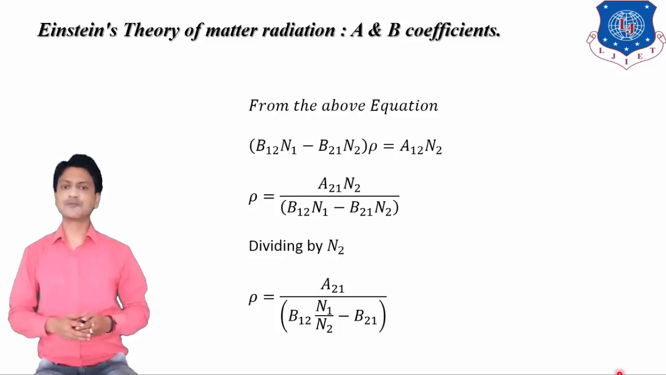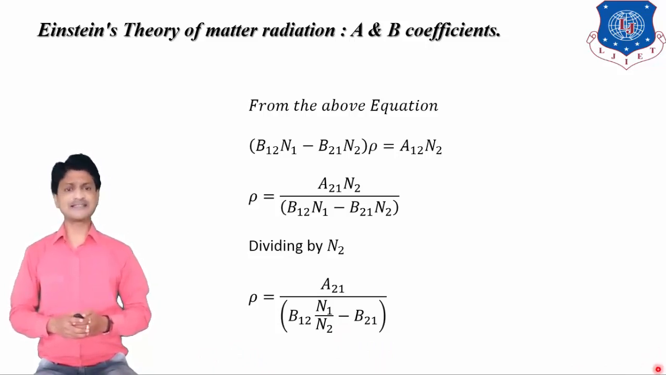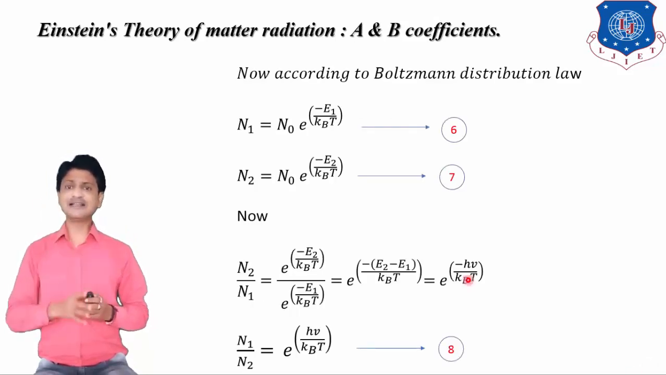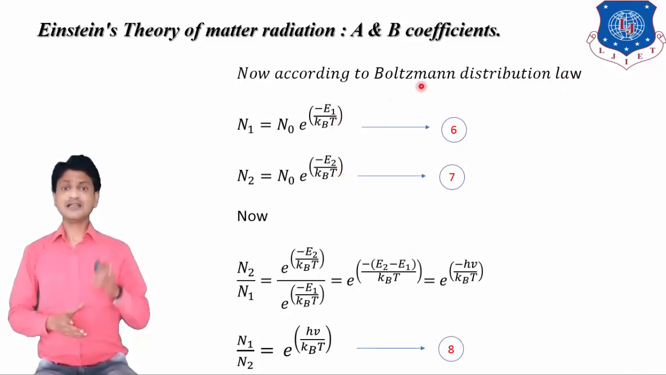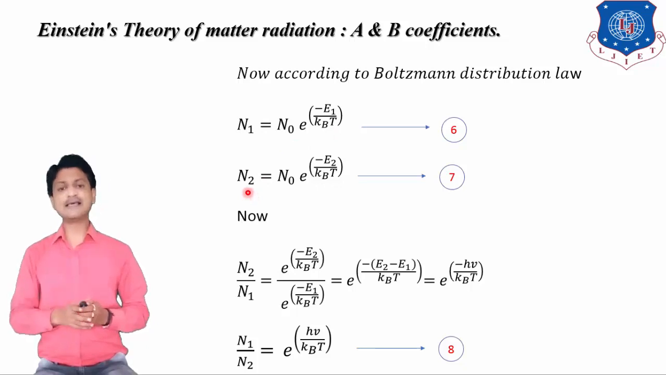Now, under thermal equilibrium, the numbers of atoms N1 and N2 in energy states E1 and E2 at a temperature capital T are given by the Boltzmann distribution law. So the number of atoms in energy level E1 is given by N1 equals N0 e raised to minus E1 upon kB into T. Similarly, the number of atoms in energy level E2 is given by N2 equals N0 e raised to minus E2 upon kB into T, where kB stands for the Boltzmann constant and N0 stands for the total number of atoms.